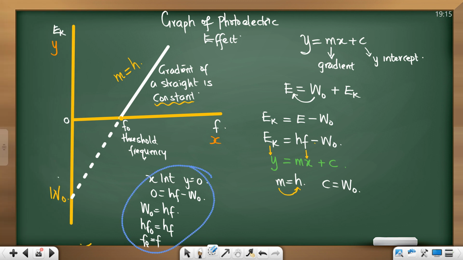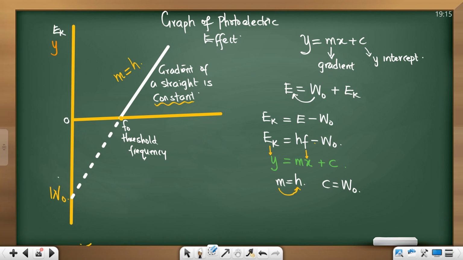Check this. I'm going to change that frequency to 1 over wavelength. The graph remains the same, but I want you to see what I'm using. I'm using EK and 1 over wavelength. Find the formula of the topic that has those two.